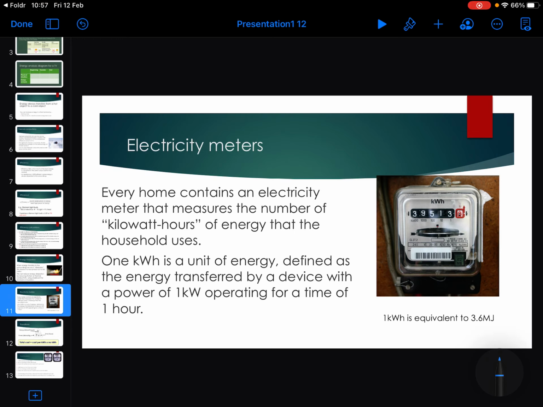Every home, yours included, will contain an electricity meter that measures the number of kilowatt hours of energy that a household uses. 1 kilowatt hour is a unit of energy, defined as the energy transferred by a device with a power of 1 kilowatt operating for a time of 1 hour. Just a quick note, we use kilowatt hours because 1 kilowatt hour is equivalent to 3.6 megajoules, or 3.6 million joules. If we were to pay for electricity in joules, we'd be looking in millions, and that's just pain. So they put it in kilowatt hours because it's a much bigger unit, so that the numbers are much easier to deal with.